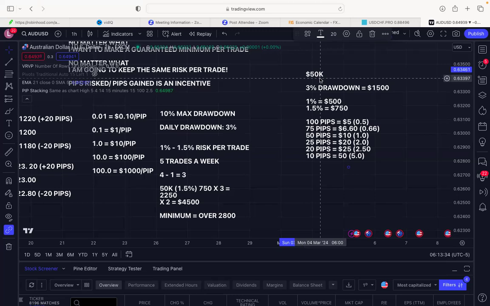Let's say we had a 50 pip risk, stop loss, and our reward, take profit, was 100 pips away. That's 2-by-1. That means for every pip we risk, we gain 2 pips, right? 100 pips to 50, 2-by-1. We want to stay somewhere around the 1-to-1, right?